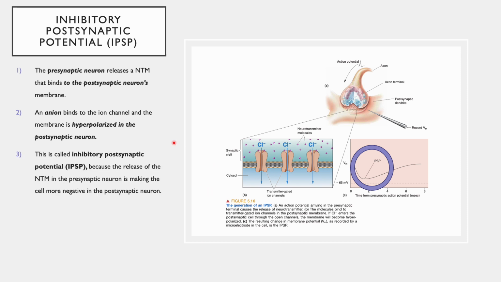This is called an inhibitory postsynaptic potential, that I'll refer to as an IPSP, because the release of the neurotransmitter, and in this case I talked about it being GABA, the release of GABA in the presynaptic neuron is going to make the cell more negative in the postsynaptic neuron, thus generating this IPSP that's inhibitory. This inhibits the postsynaptic cell from triggering an action potential because it's going to cause the inside of the neuron to become more negative from the introduction of extracellular chloride inside of its cytosol.